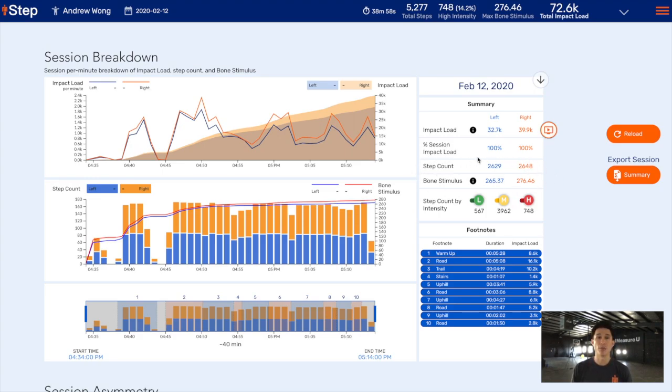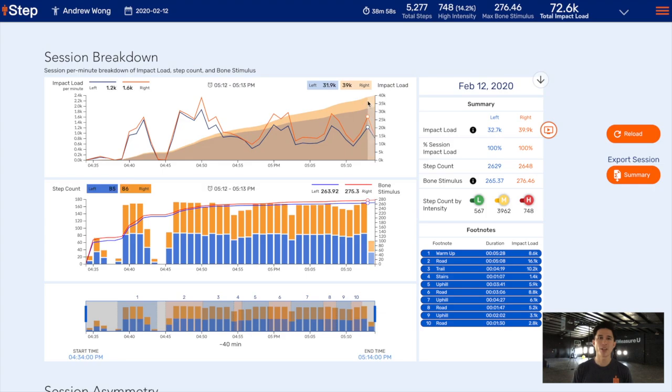This is an example of a 5 km run. The shaded area in the first graph represents the impact load for the right and left legs and accumulates over time as more steps are taken. The line represents impact load per minute for both the left and right legs and can be interpreted as how fast impact load is accumulating, or the rate at which impact load is accumulating.